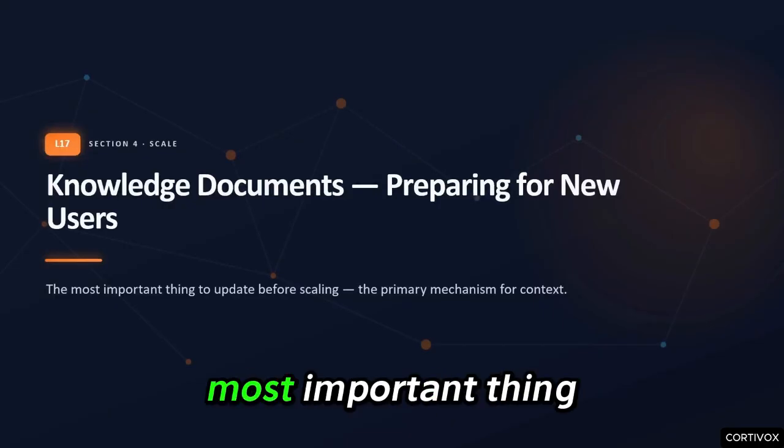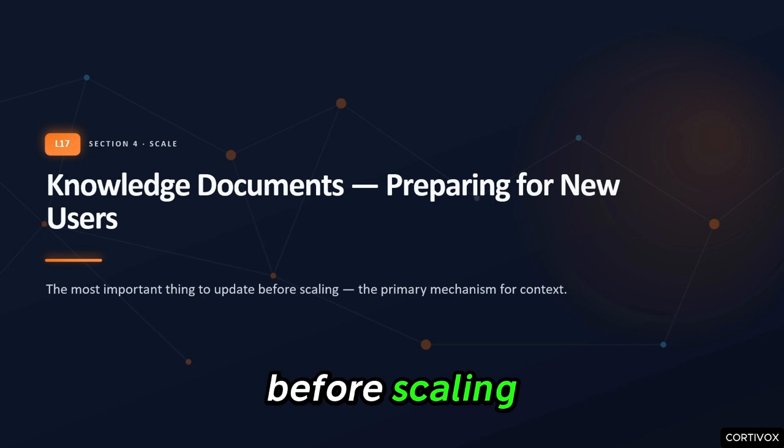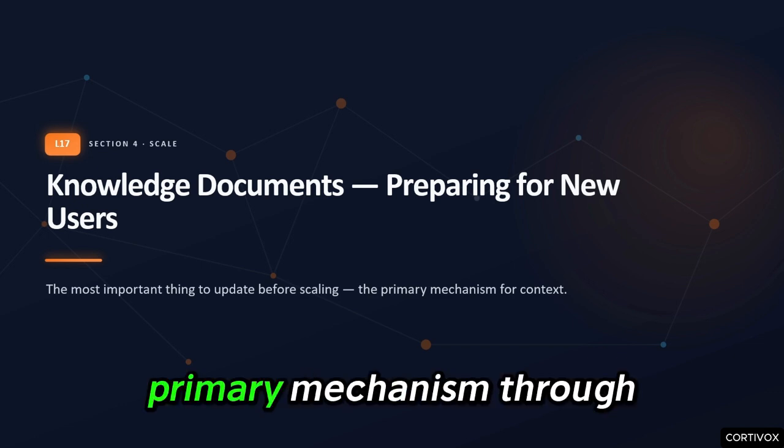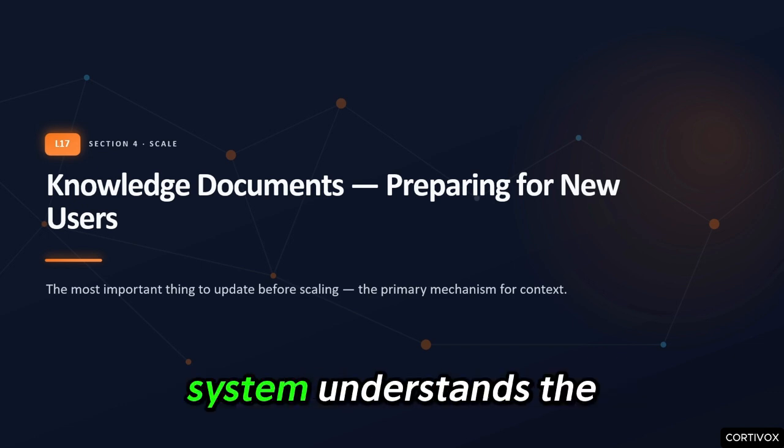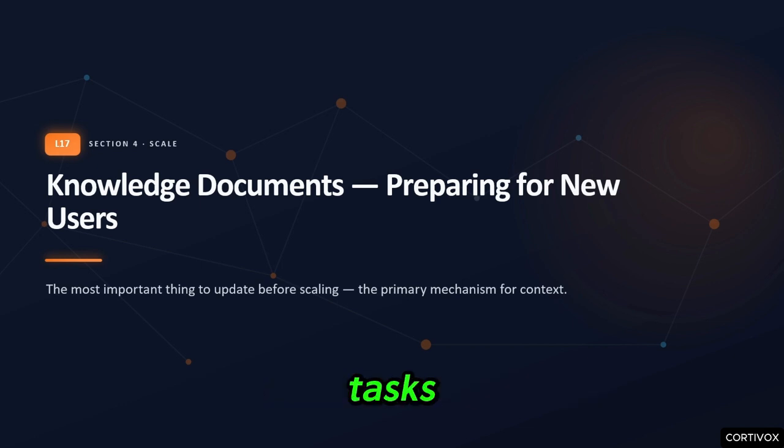Knowledge documents are the most important thing to update before scaling. They are the primary mechanism through which the AI system understands the context of the tasks being submitted. When they are accurate and relevant, outputs are high quality. When they are calibrated for a different group, outputs miss the mark for new users.